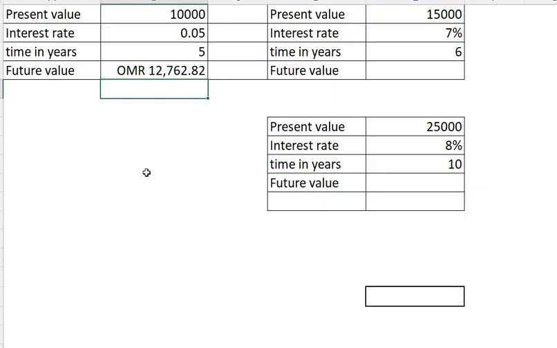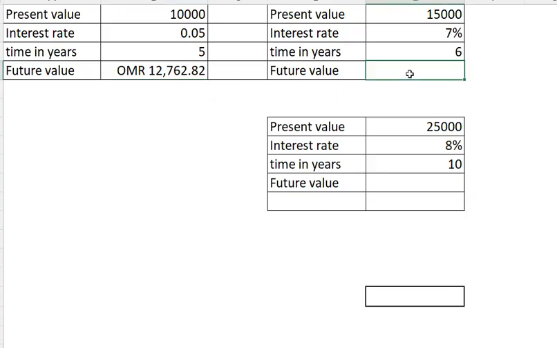So the answer is 12,762.82. This is the future value of investment. If I invest 10,000 today, after 5 years at the rate of 5% interest per annum, I will be getting 12,762.82.